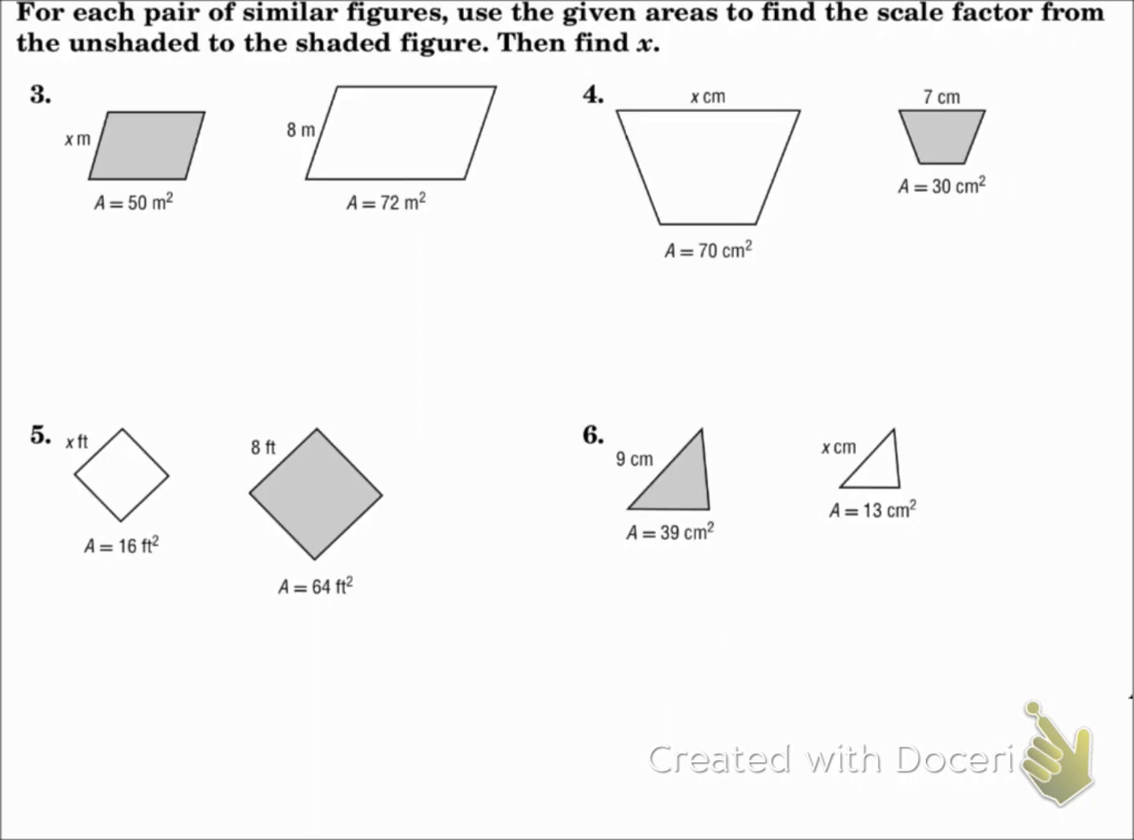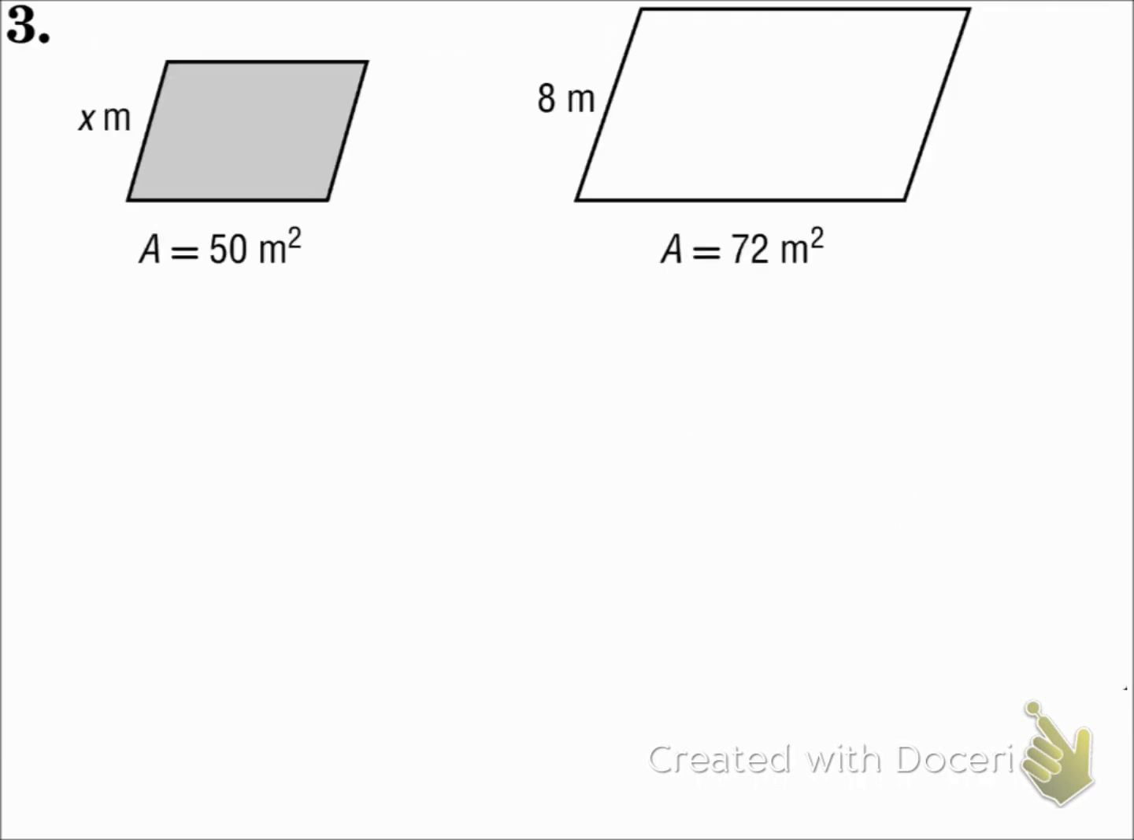For each pair of similar figures, use the given areas to find the scale factor from the unshaded to the shaded figure. Then find x. I'm going unshaded to shaded. To do that, I do the area of the first one over the area of the second one, and that's going to equal k squared. That's the formula you use. Area over area equals k squared, and k is the scale factor.